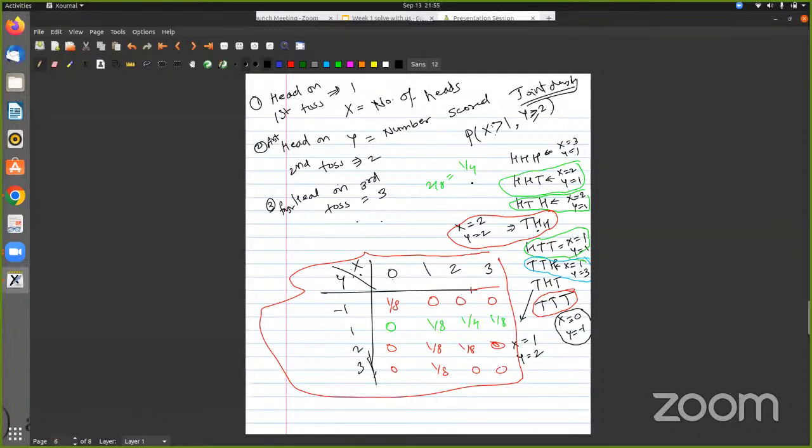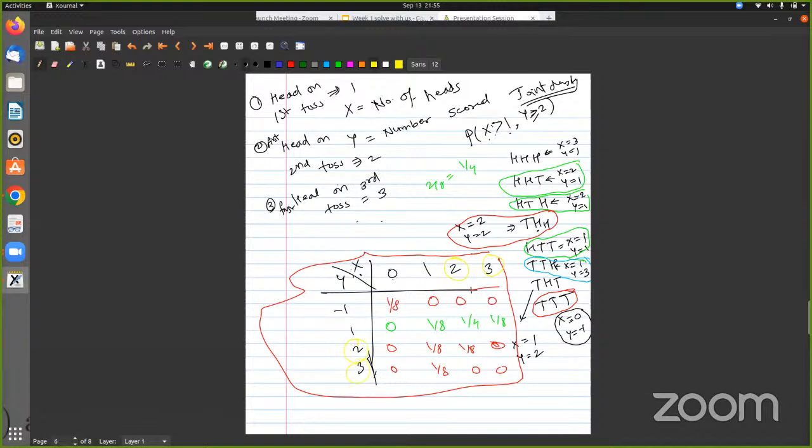So when will it happen, the probability that x is greater than 1? X greater than 1 means which values? 2, 3. This 2 and this 3. Okay. And what about y greater than or equal to 2? Y is 3 again, 2 again, so 2 and 3.